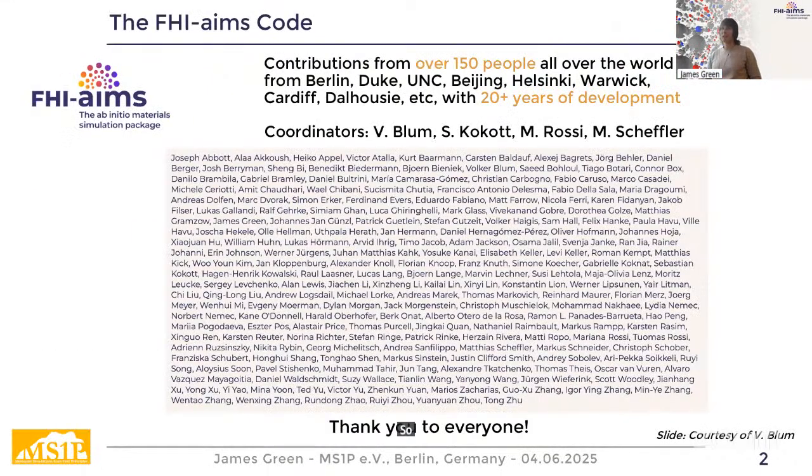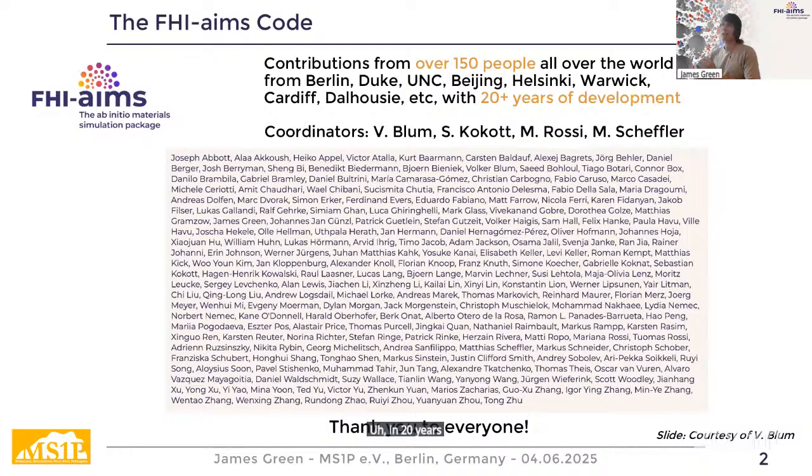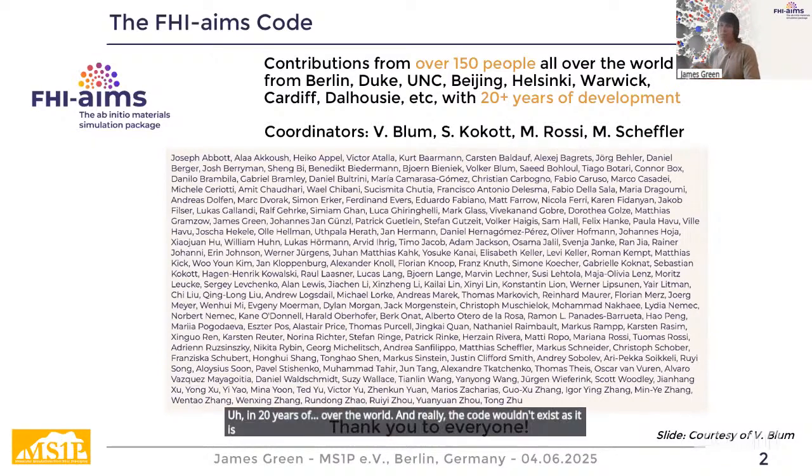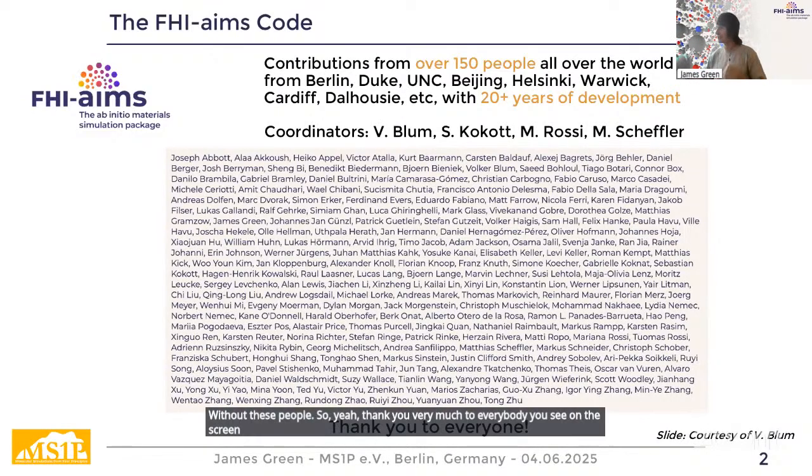So the first thing that I should say about FHI-aims is that it's really a community project, a community code. So there have been contributions from over 150 people in 20 years all over the world. And really, the code wouldn't exist as it is without these people. So thank you very much to everybody you see on the screen, plus potentially others as well.